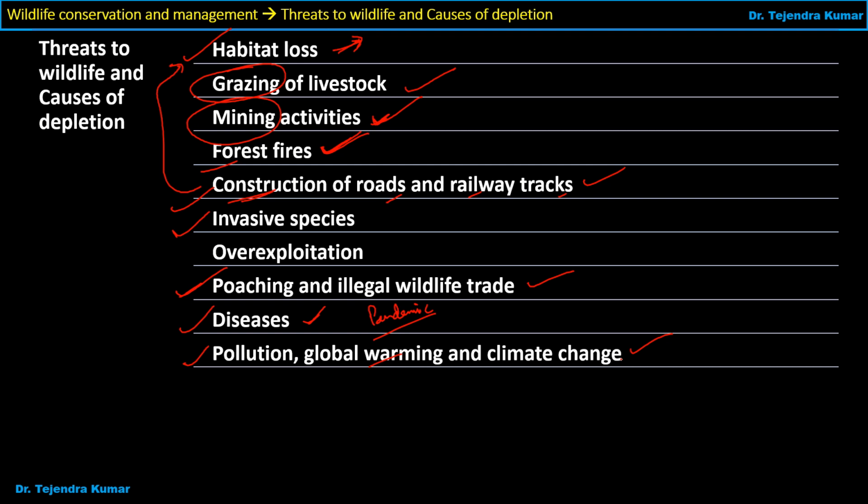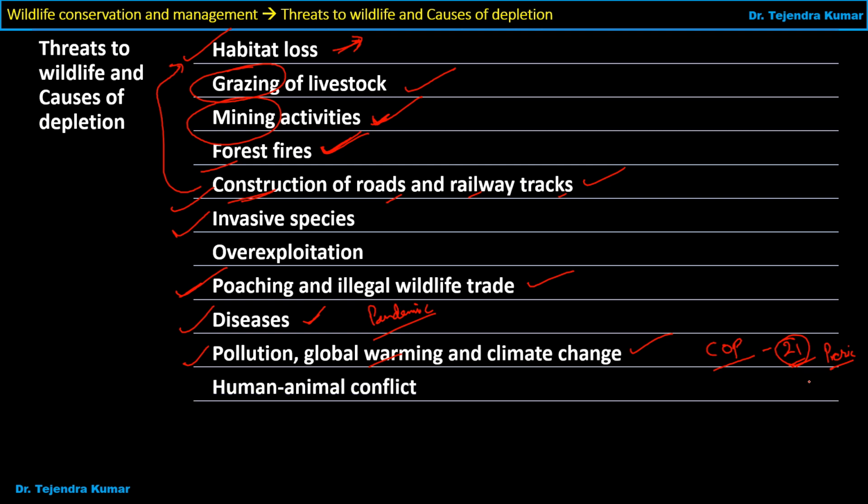And that's why, if you have seen, there are lots of COPs being organized, and COP 21 plays a major role, which is the Paris climate control agreement. And not only this, many other protocols are there: the Kyoto Protocol, the Montreal Protocol. All these are related to combating global warming, climate change, and pollution, so we can save nature and our wildlife.